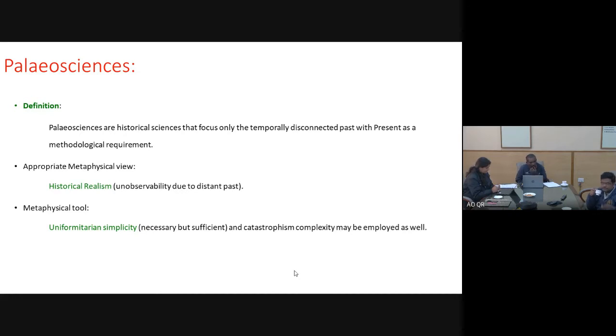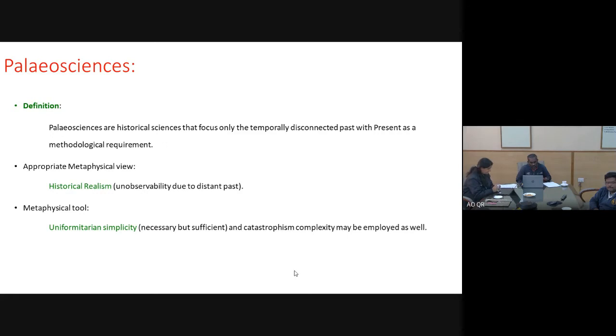Then another tool we have is a metaphysical tool. Why am I talking about all this? We assume this here. I'm just emphasizing what they are. So what is the metaphysical tool we have? You also know the uniformitarian principle as mentioned by Hutton. Here we have the tool of uniformitarian simplicity. I have combined uniformitarianism and simplicity, that is, Occam's razor.